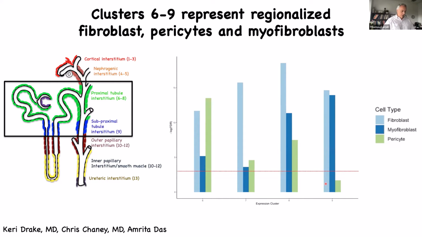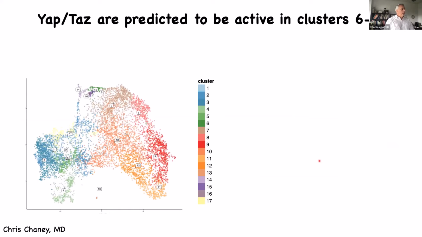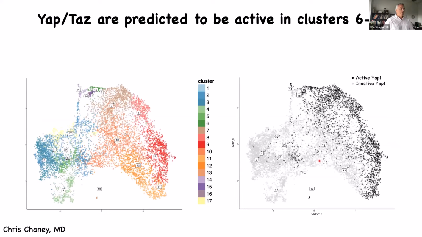Okay, so what's going on? If we look at our Regulon analysis and ask what kind of transcription factors are active in clusters 6 to 9, we found that these 2 transcription factors, which are orthologs of each other, YAP and TAZ, are active in this region here, which represents 6, 7, 8, and 9.